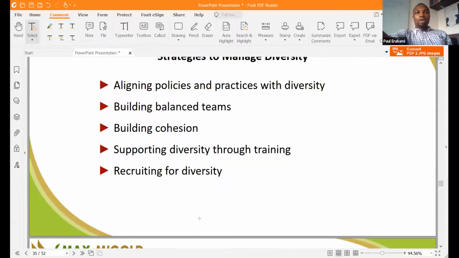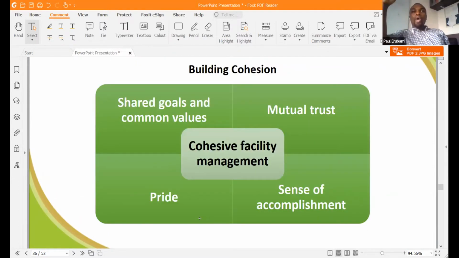So moving forward, building cohesion. How do I build cohesion? Cohesion is built through mutual trust. If I trust you, mutual trust is all about that. I can trust you with my career, with my life, right? I'm not looking over my back. If I want to do something, I'm not thinking, if I do this thing and maybe it spoils, they'll start pointing a finger at me. There's a shared goal and common value.